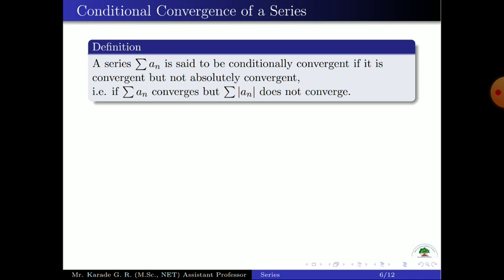So in this case we say that the series is conditionally convergent. Let us take one example. The alternating harmonic series.